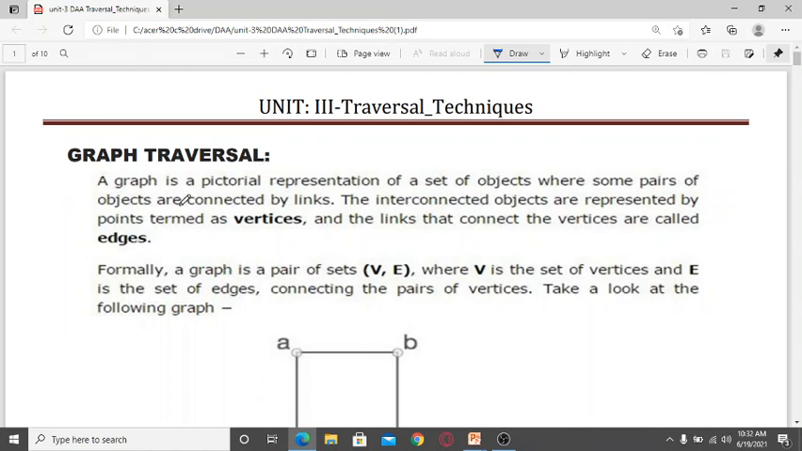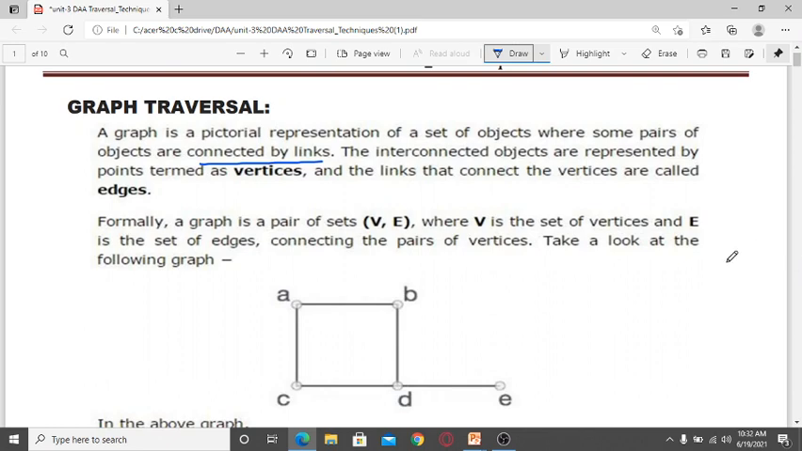What is a graph? A graph is a pictorial representation of a set of objects where some pairs of objects are connected by links. See, it is connected from A to B, from B to D, and from D to C or C to D. You can say this is called an undirected graph.